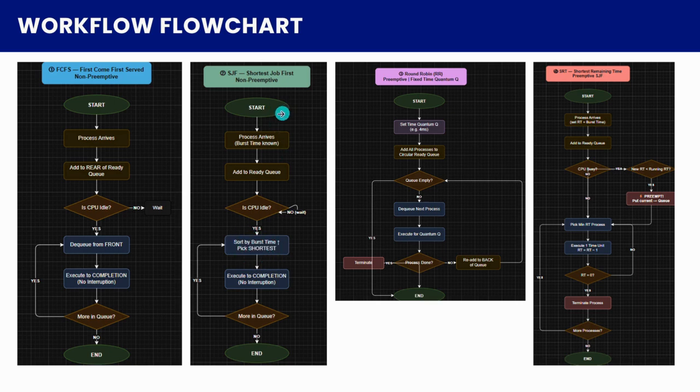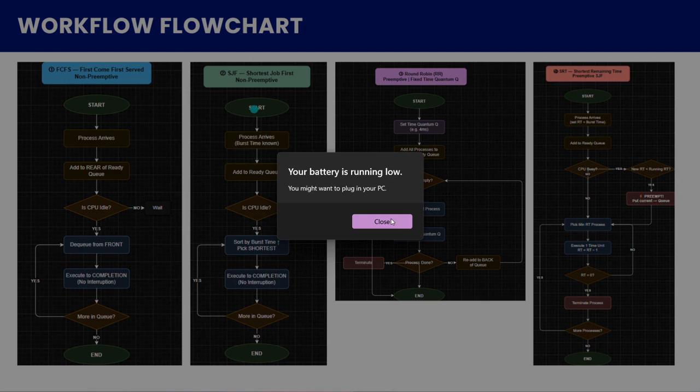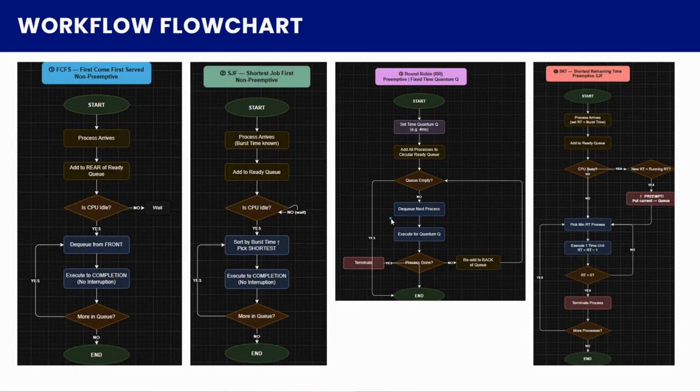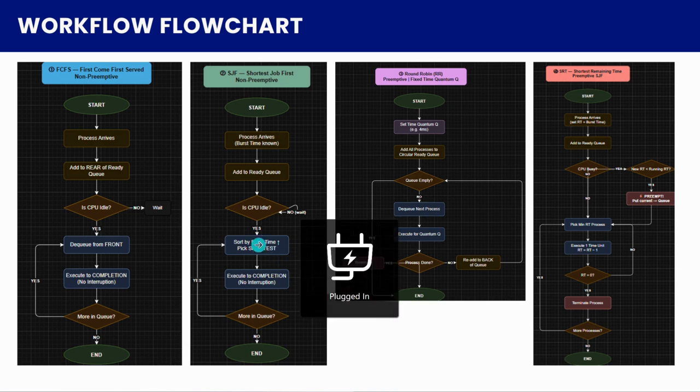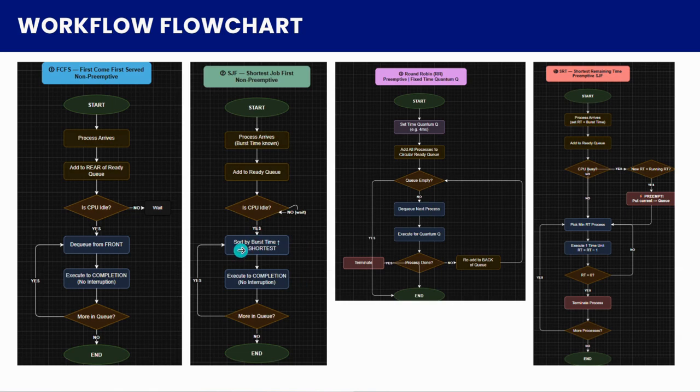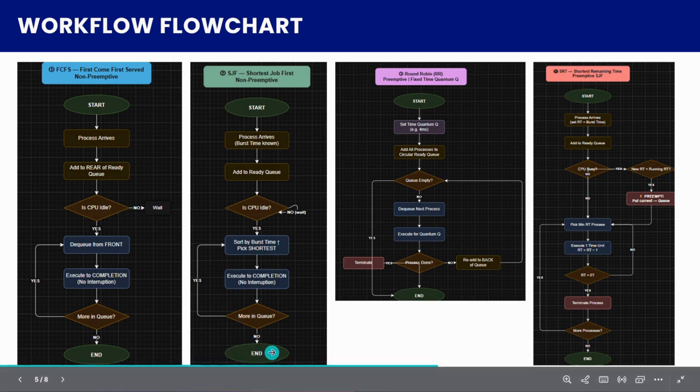You can see here, when the program starts, processes arrive, we will know the burst time, and add them to the ready queue. And after that, we will sort by burst time, and we will pick the shortest. After that, the third one is round robin.